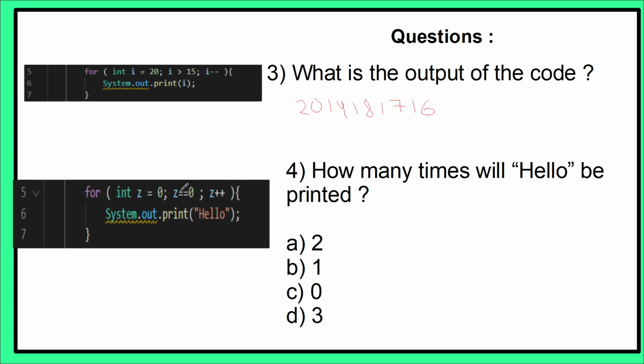Next one, how many times will hello be printed? Again, we've got our initial value set at 0, and it's saying while z is equal to 0, do this code. So then we'll print it once, and then it will add z and increase it by 1, so that would be 1, which means z is not equal to 0 anymore, so break the code. So it will only loop round once.